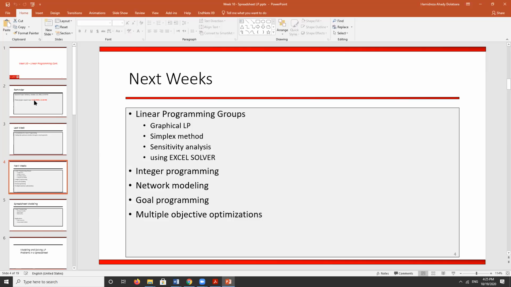So for example, we'll try simple experiments, sensitivity analysis, integer programming, network modeling, goal programming, and multi-objective optimization. So these are some major prescriptive analytics, or more specifically linear programming problems, that you need to expose yourself to and learn how to formalize. So hopefully next time you can easily formalize a linear programming problem.